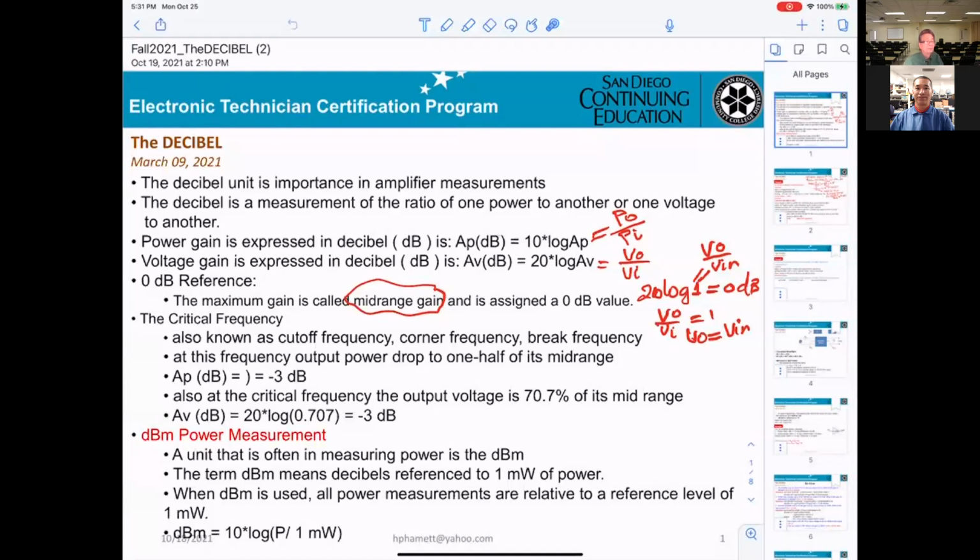The term dBm means decibel referenced to 1 milliwatt of power. So dBm means decibel reference to 1 milliwatt, and this is the formula: dBm equals 10 times log of whatever power divided by 1 milliwatt. If you want to convert the power to dBm, or the dBm to the power in watts or milliwatts, this is the formula we are using.